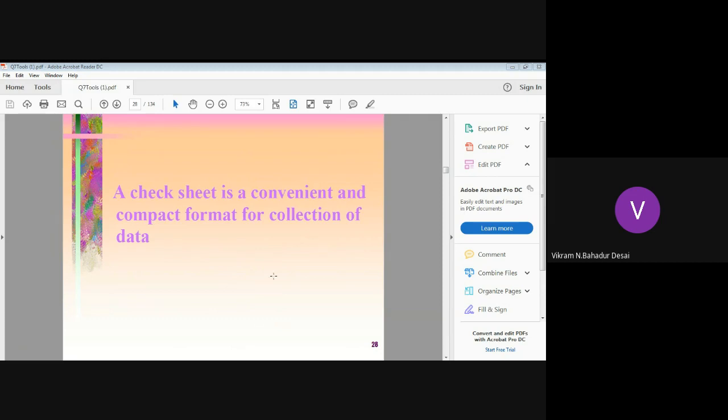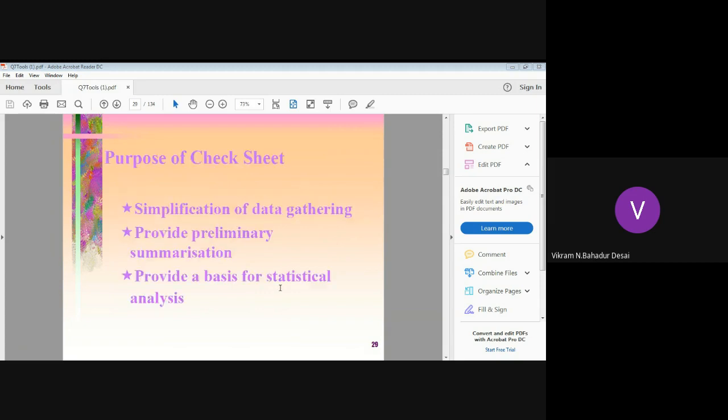Next one is check sheet. Check sheet is a convenient and compact format of data collection. Just I give the introduction, just see how it looks. It is a simplification of the data gathering, provides preliminary summarization, and provides a basis for statistical analysis. So check sheet: what all data you want to collect.